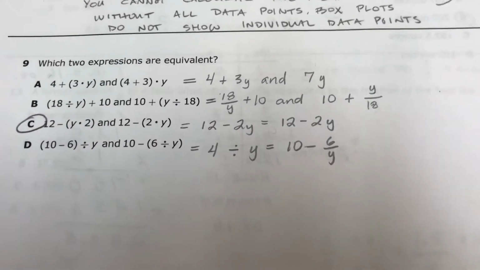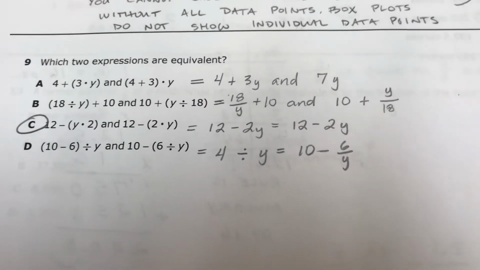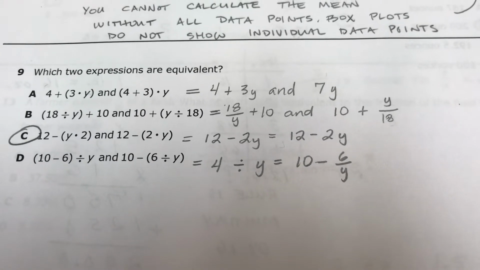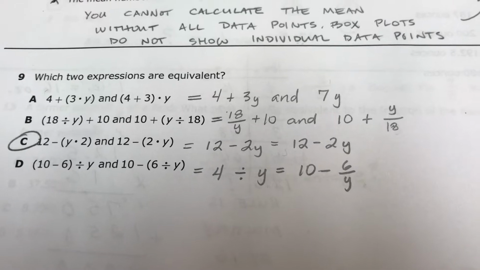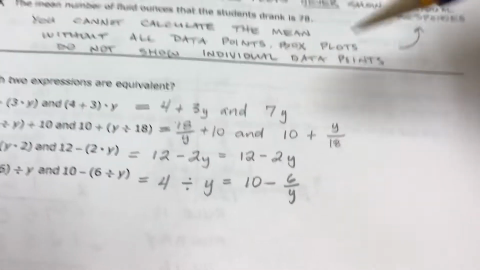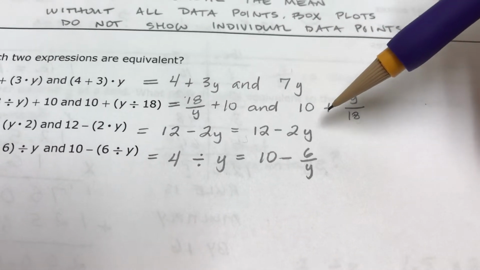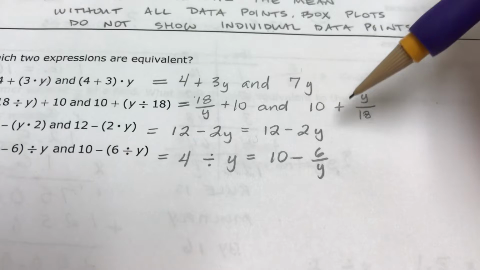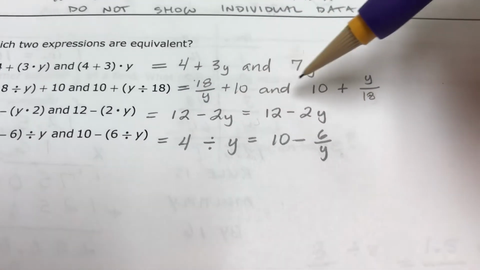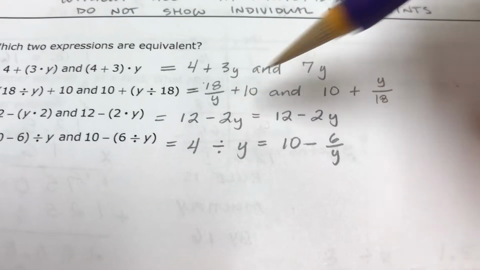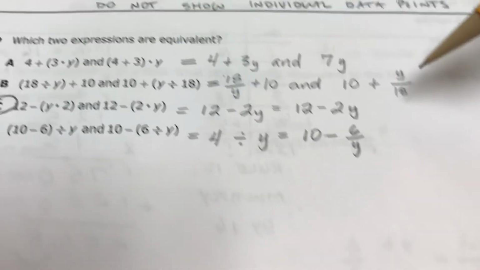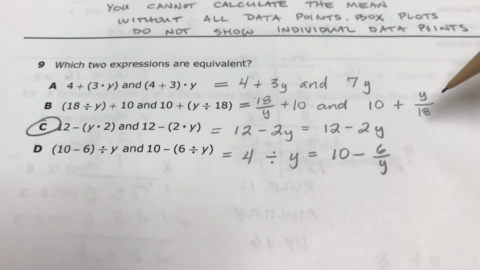Same thing with b. 18 divided by y is the same thing as 18 over y, and you can't add that to 10 because you don't know what y is. y divided by 18 is the same thing as y over 18, and again, you can't add that to 10. At first, you would go, okay, this over here is adding 10, and this over here is also adding 10, but 18 divided by y is not the same thing as y divided by 18. So those are similar, but they are not equivalent.